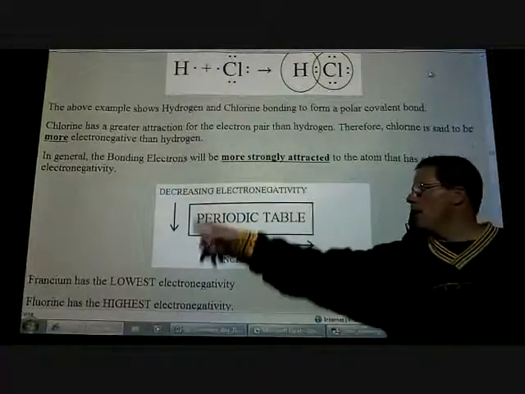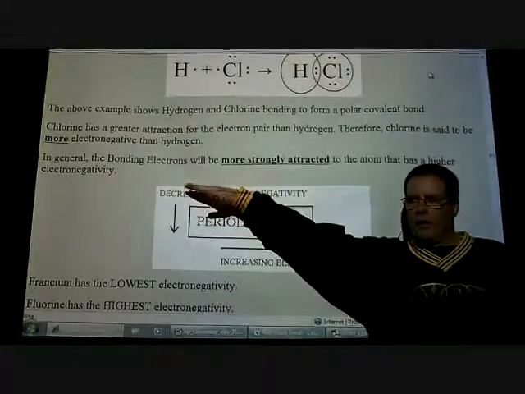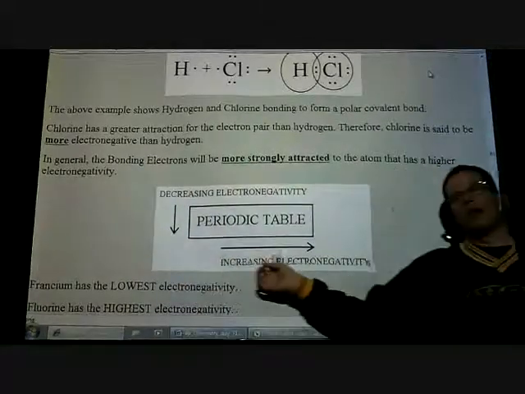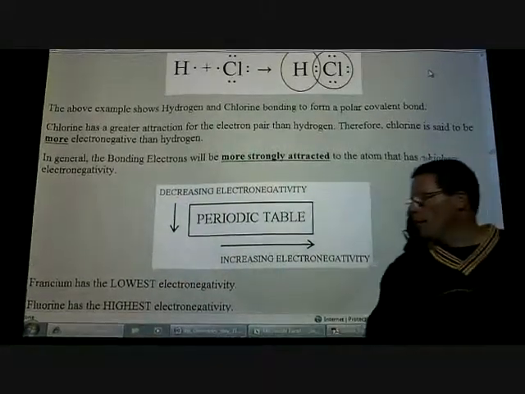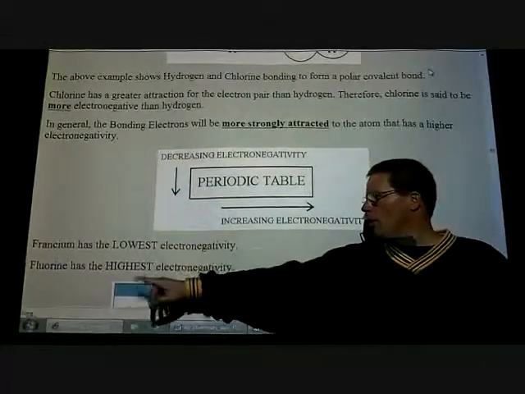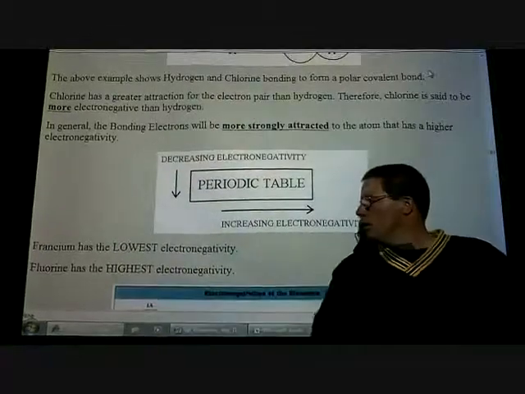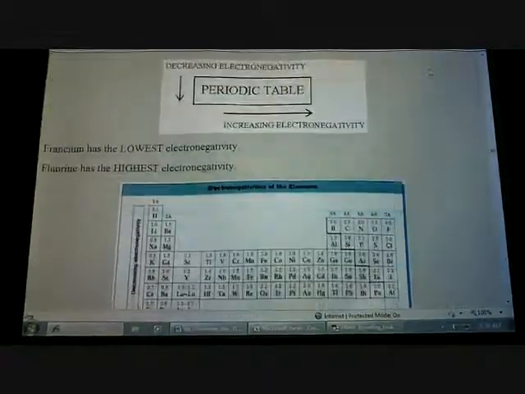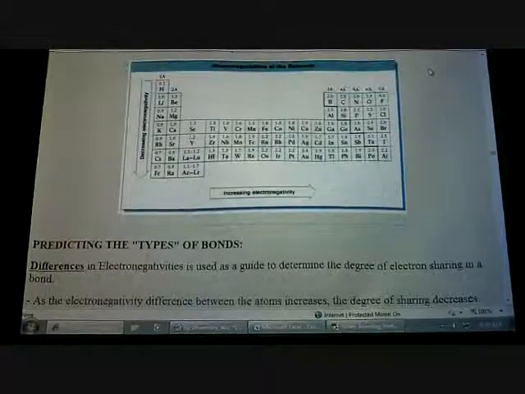And again, here's that trend: as you go down a column, the electronegativity values decrease. As you go left to right, it increases. Okay? And there again, I put francium has the lowest, fluorine has the highest. Okay? There's your table, so you have a copy.